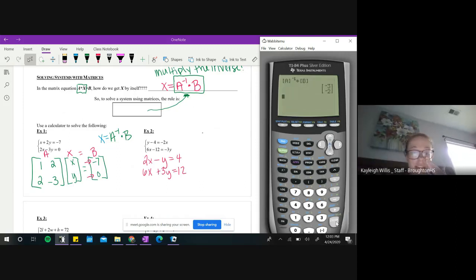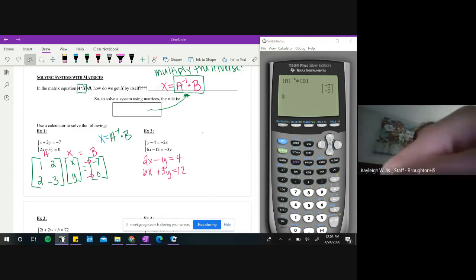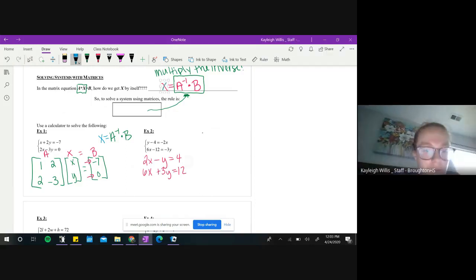So the top is X. This matches the variable. Since we have X on top here, what is it? -3, 2. Because this is what we're trying to get, X by itself, right? We said X equals here. So when we say X, Y equals, it's that answer we just got, -3, 2.